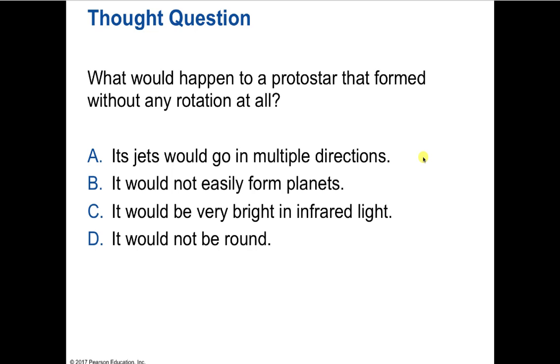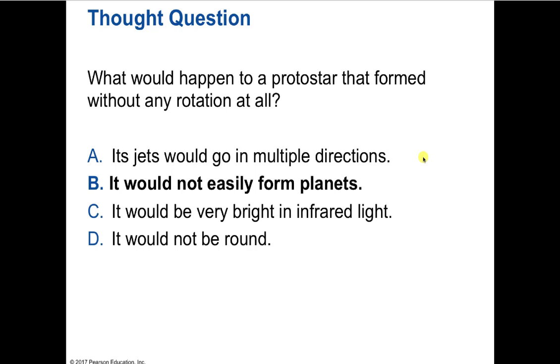And it would not be round. Well, that doesn't make sense. If it's a cloud of gas and it's contracting without any rotation, gravity's squeezing it to a point, roughly, and gravity is sort of symmetric. It's going to squeeze it into a ball. That's why the planets are round. That's why everything's round, it seems, that gravity is able to squeeze. So it probably would still be round. So the answer is B, it would not easily form planets.